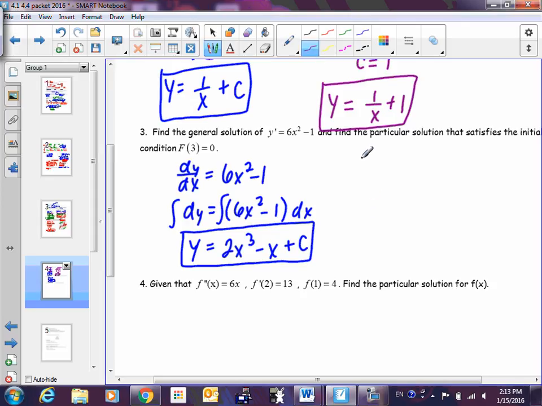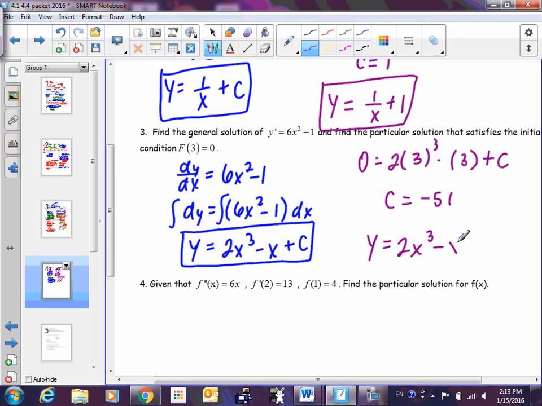Alright, so 0 gets plugged in for y, while 3 gets plugged in for x. And this number turns out to be kind of weird. What'd you guys get, those of you that finished it? Negative 51, which seems like a big number. You might have thought that you did it wrong because of that.